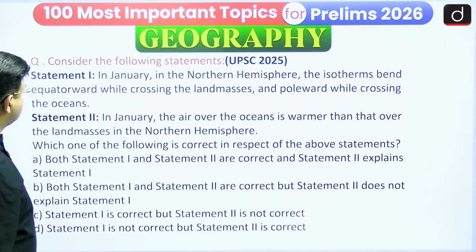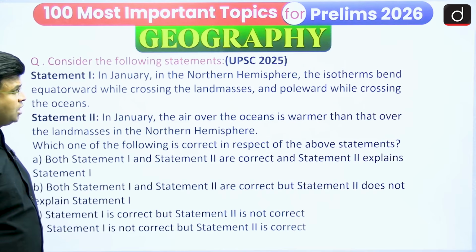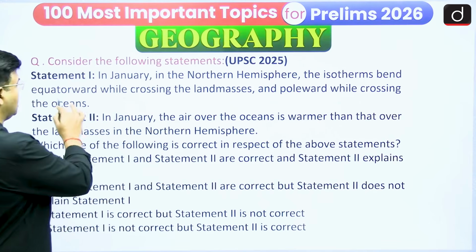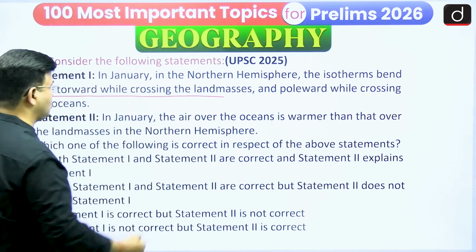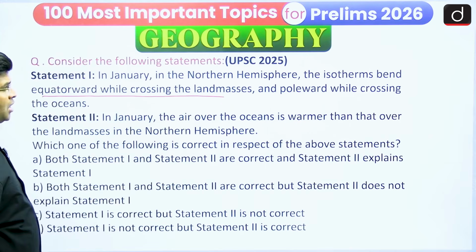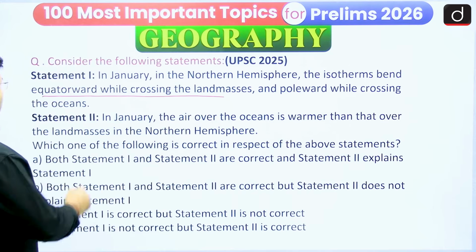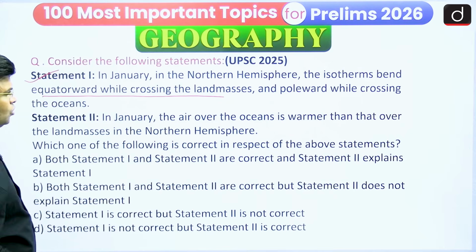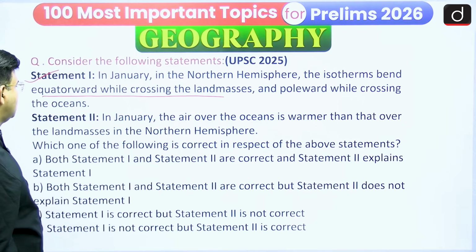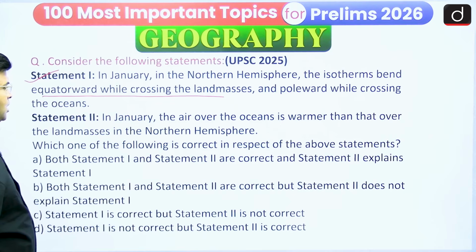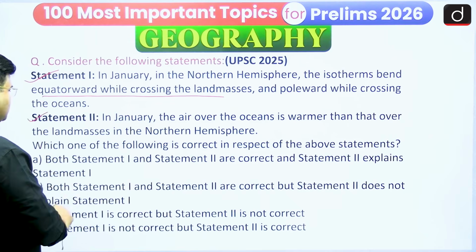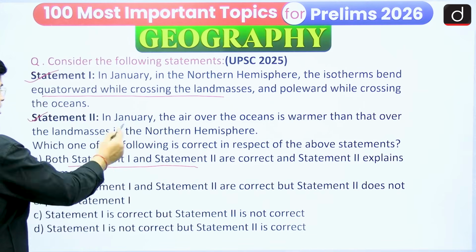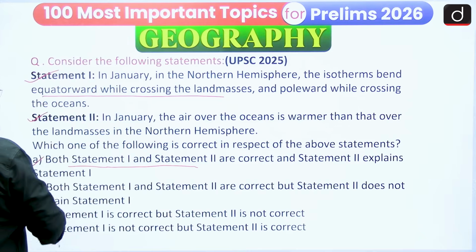And statement 1: in January in the northern hemisphere the isotherm bends equatorward over the land mass. Yes, it is bending equatorward over the land mass and poleward while crossing the ocean. So this statement is correct. Statement 2 says that in January the air over the ocean is warmer than over the land masses in the northern hemisphere. Yes, this is also correct, and both statements 1 and 2 are correct, and statement 2 explains statement 1.